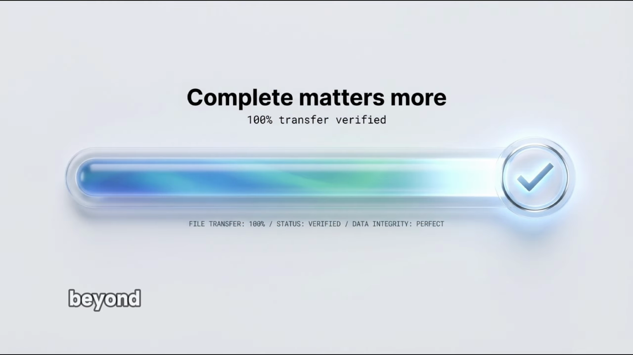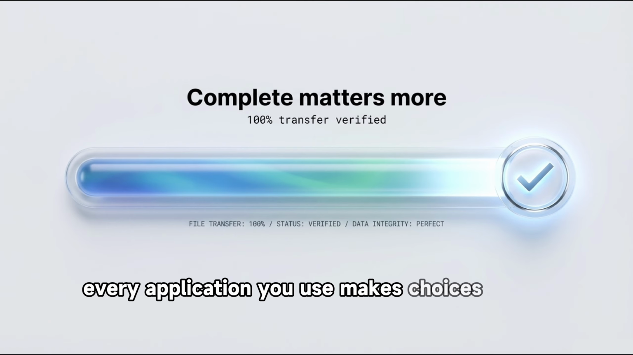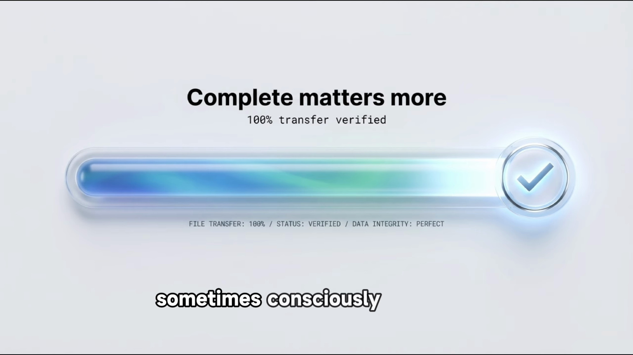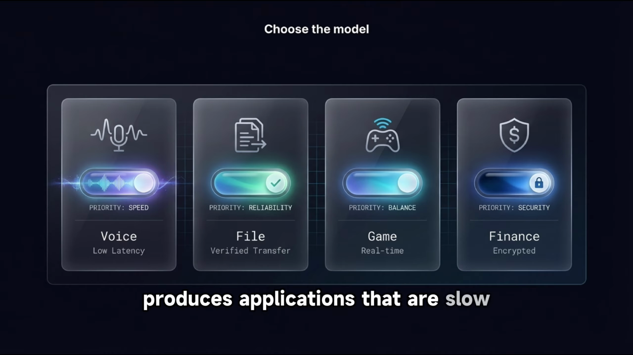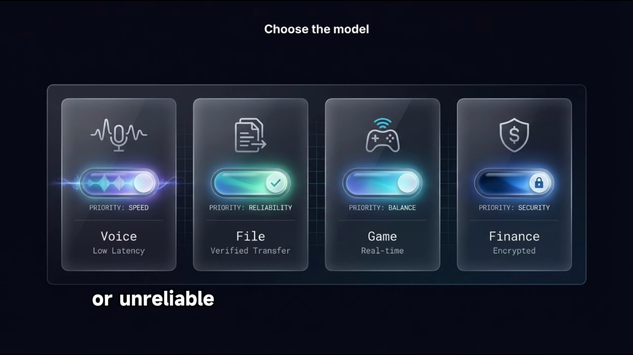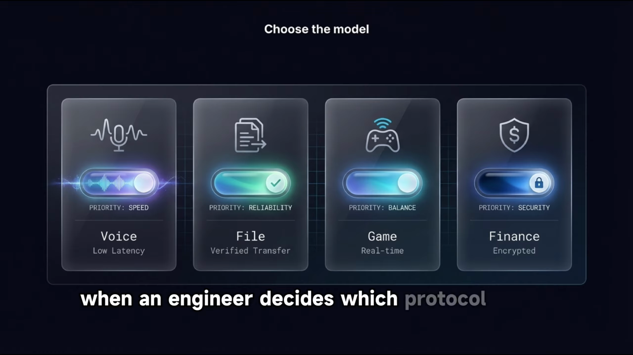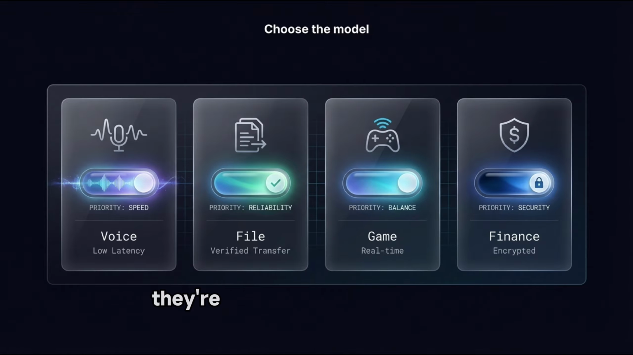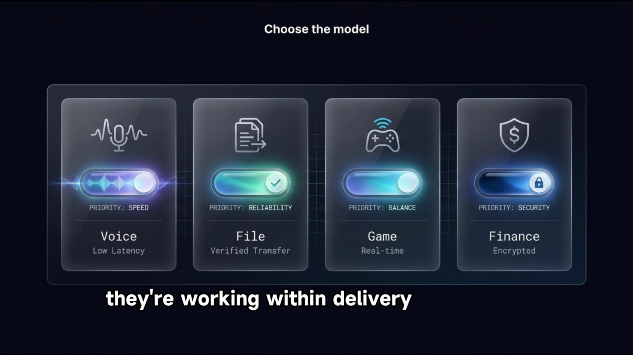Here's why this matters beyond just understanding how the internet works. Every application you use makes choices about delivery, sometimes consciously, often not. A poorly chosen delivery model produces applications that are slow when they should be fast, or unreliable when they need to be consistent. Understanding delivery is understanding one of the foundational design decisions in any networked system. When an engineer decides which protocol to use for a new application, they're choosing a delivery model. When a game developer tunes their netcode to handle packet loss gracefully, they're working within delivery constraints.